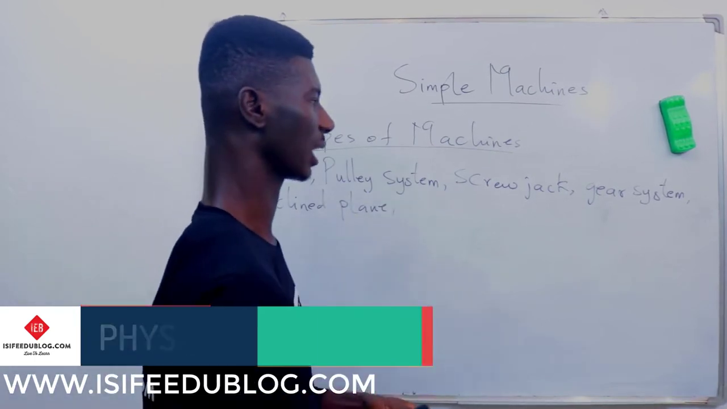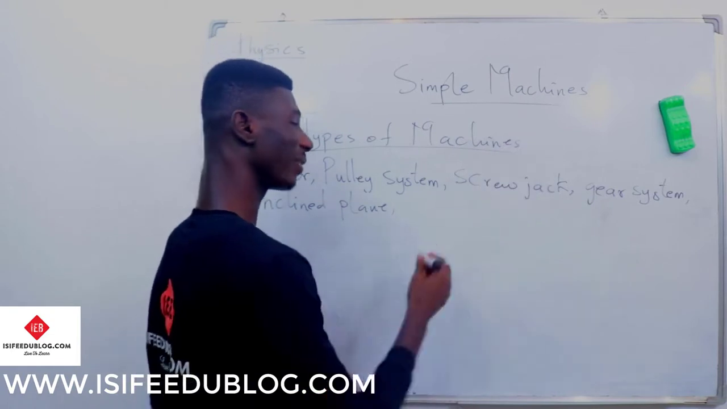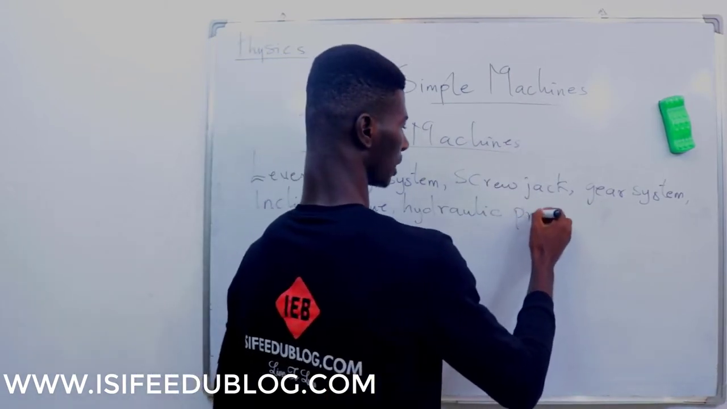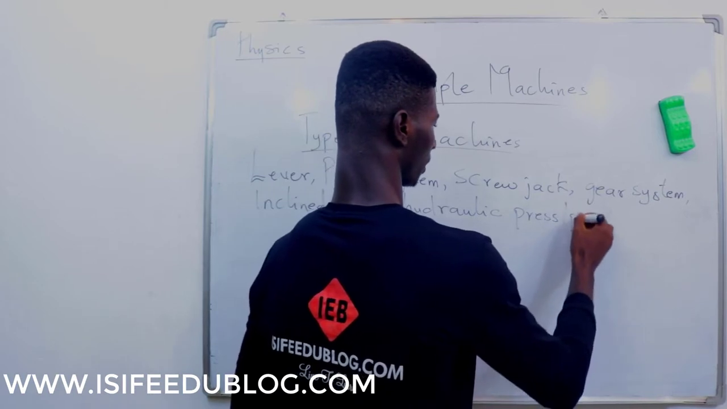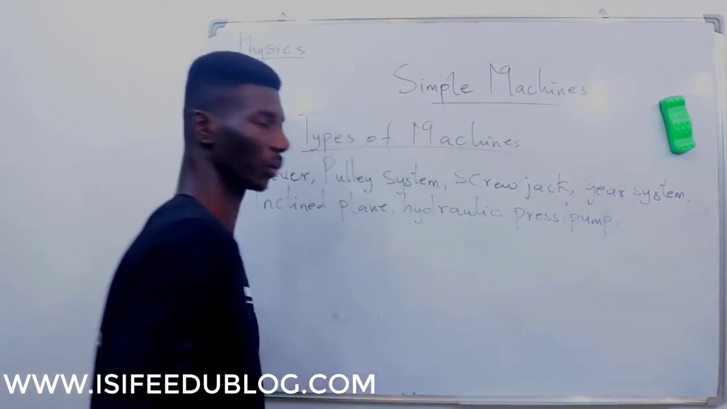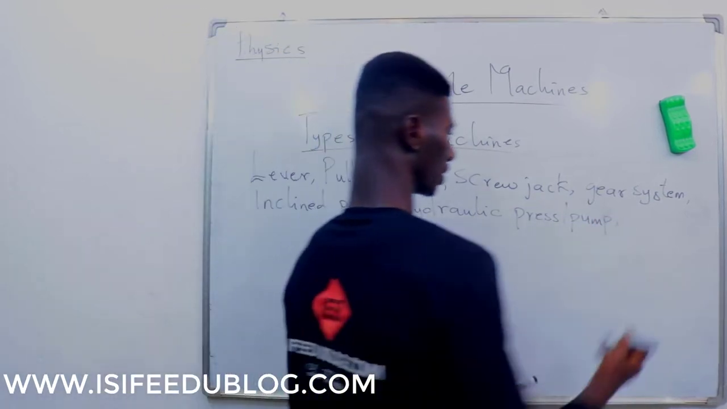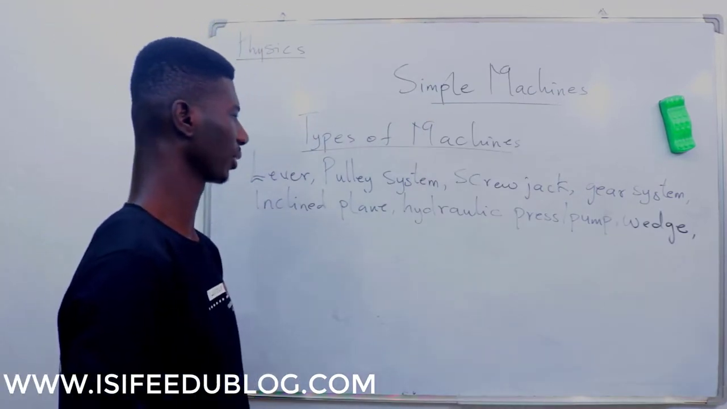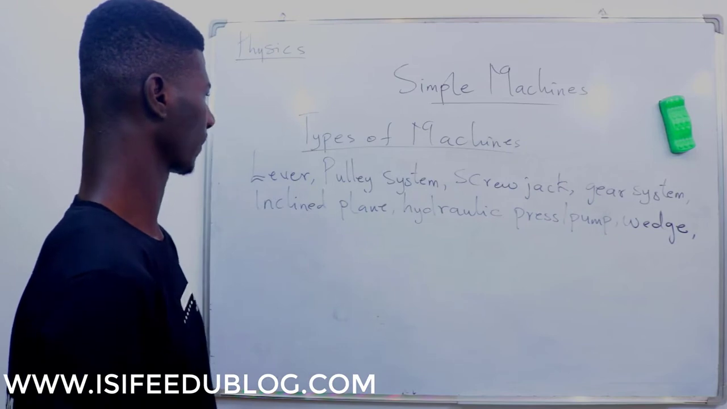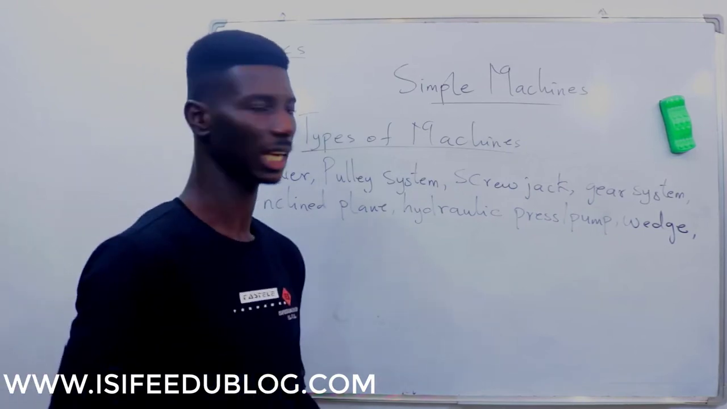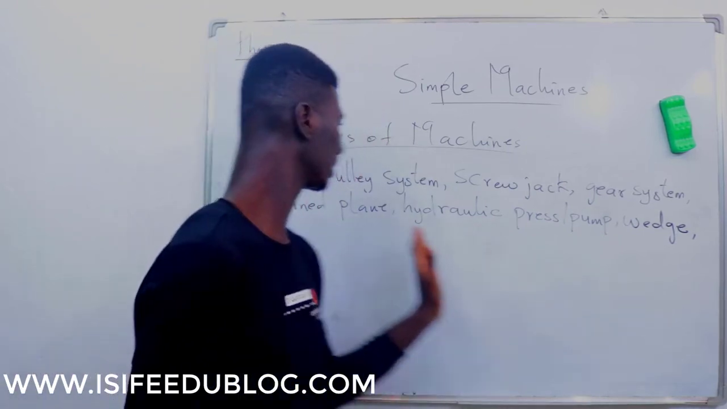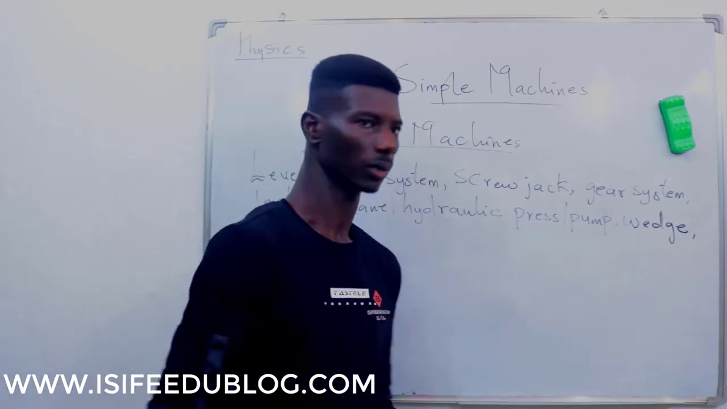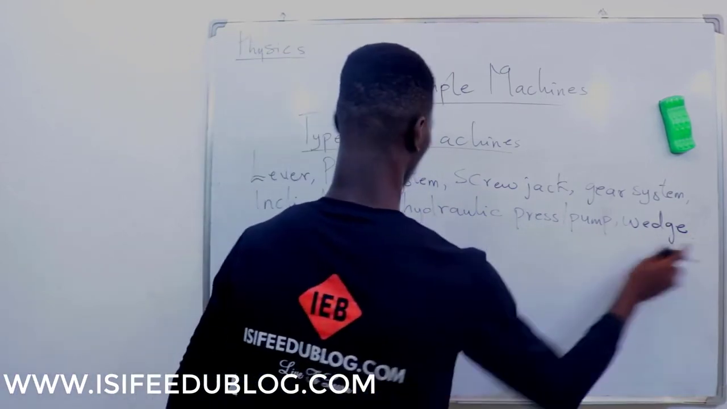Which other one is normally asked? We also have the hydraulic press, or you call it a hydraulic pump. It doesn't matter. Which other one? We have the wedge. What else? So what we have here are the types of machines, from lever to wedge. If I still remember another one, I will add.